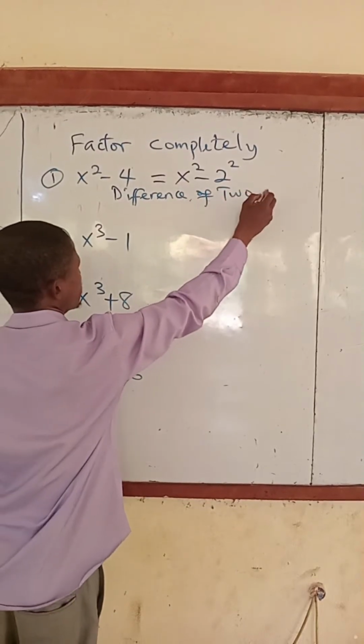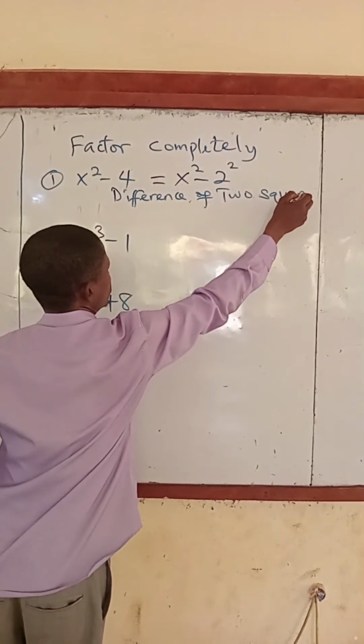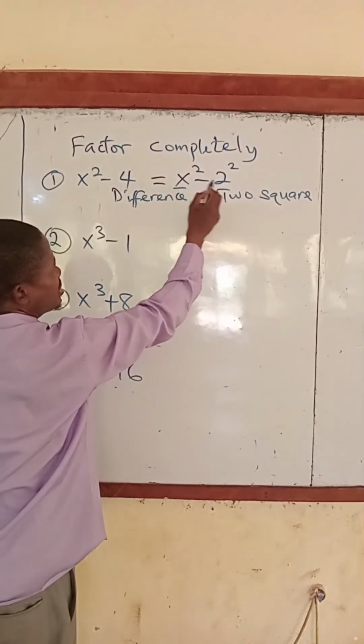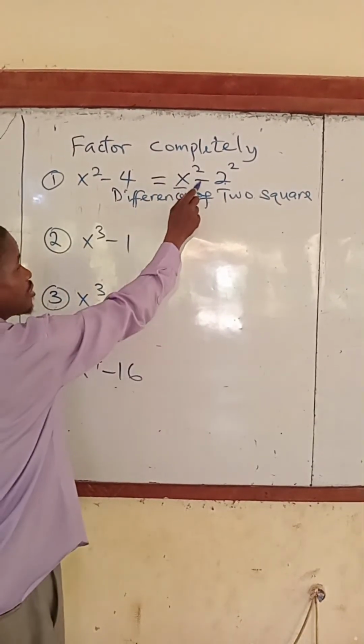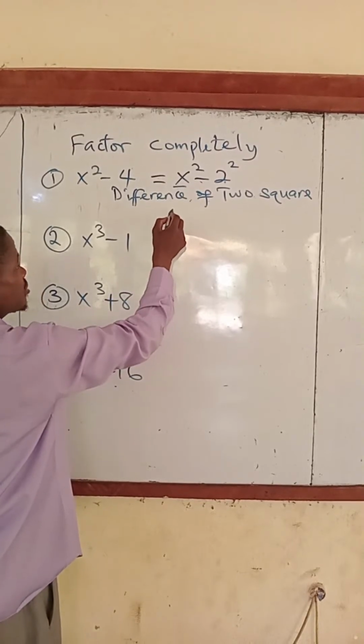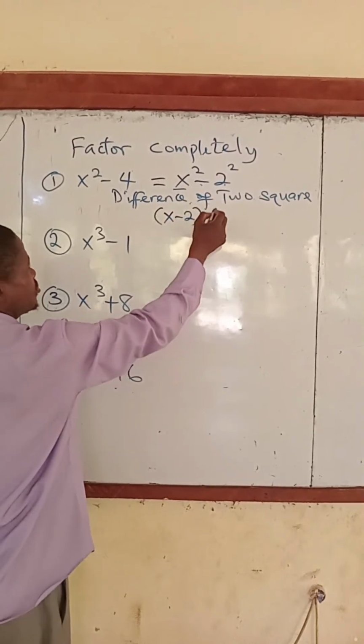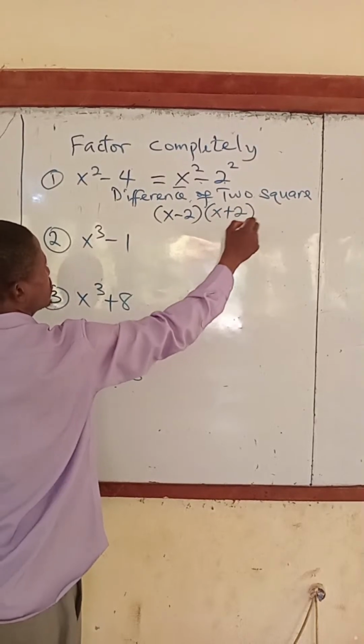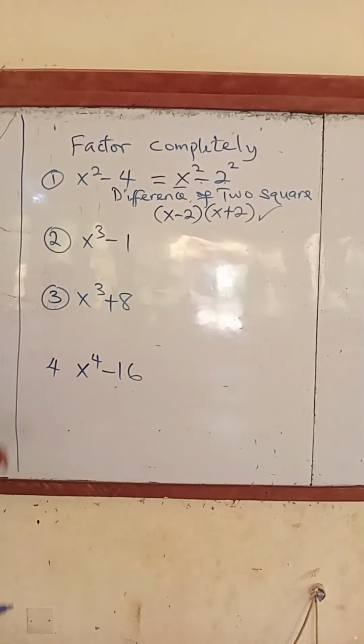Difference of 2 squared. So in that case now, this is the multiple, this is the multiple, and minus must connect them. So that will be equal to what? x minus 2 into bracket what? x plus 2. Let's finish that one.